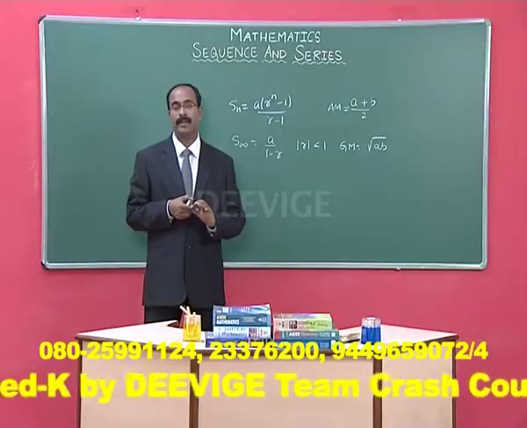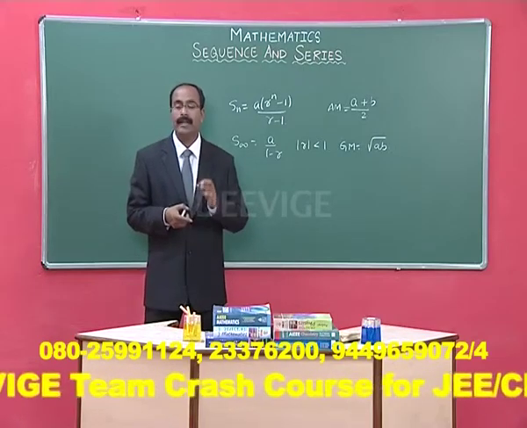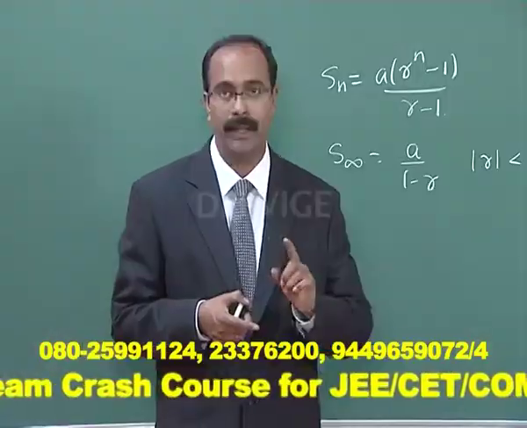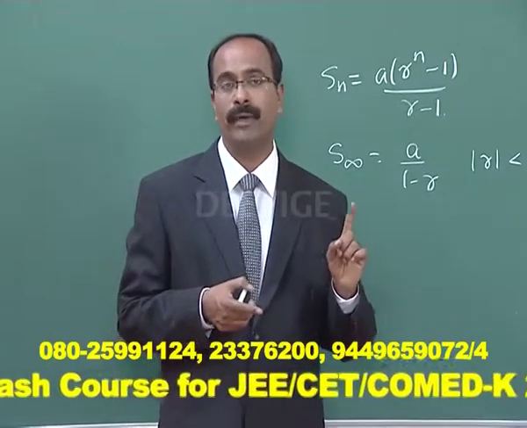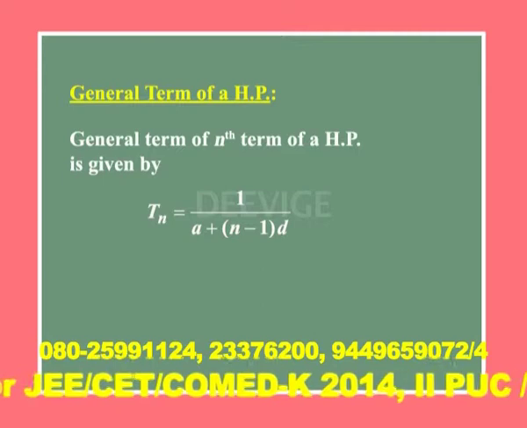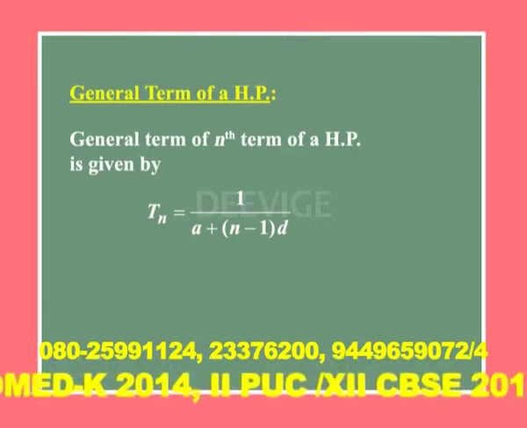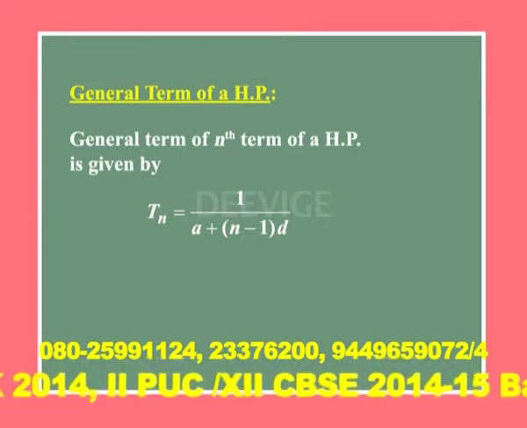Nth term of an HP is given by Tn is equal to 1 by (A plus (n minus 1) into D), and for sum of n terms of an HP, there is no formula. General term or nth term of an HP is given by Tn is equal to 1 by (A plus (n minus 1) into D).